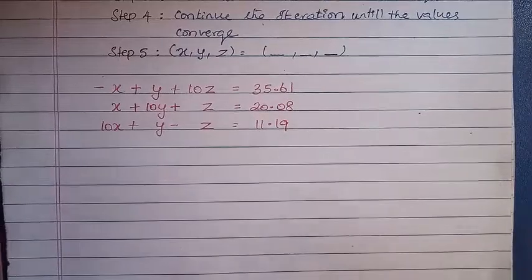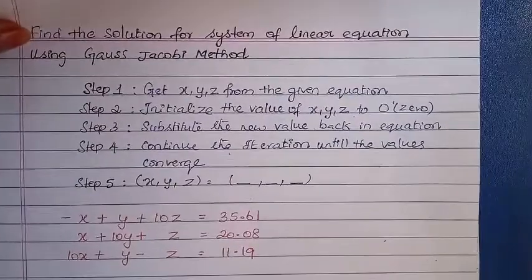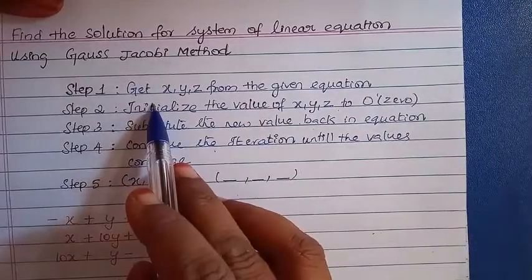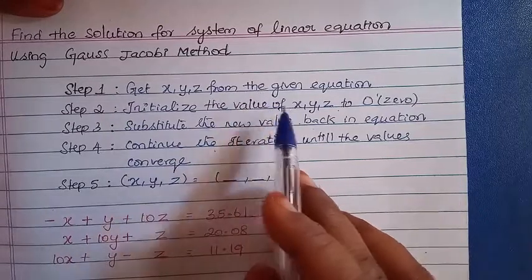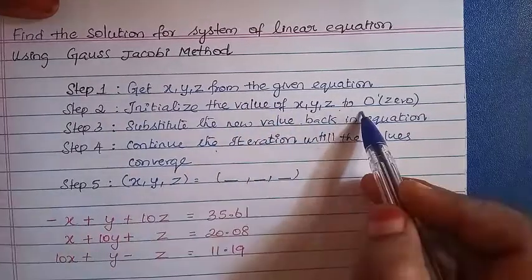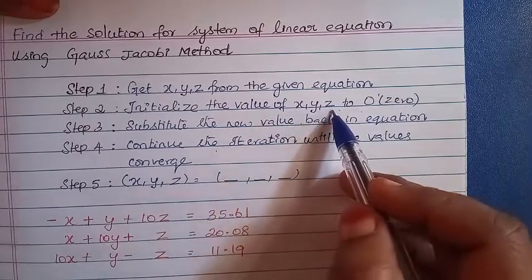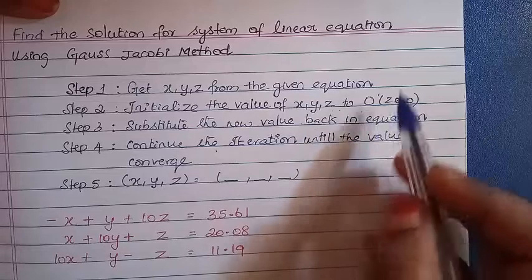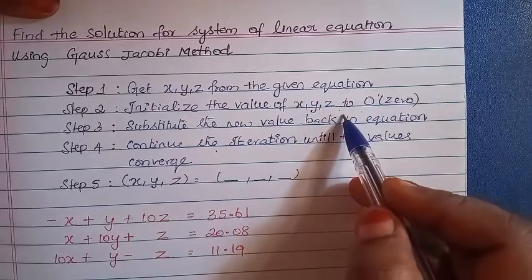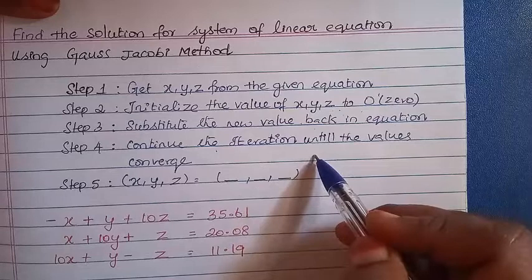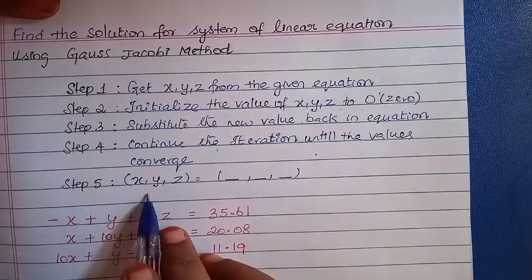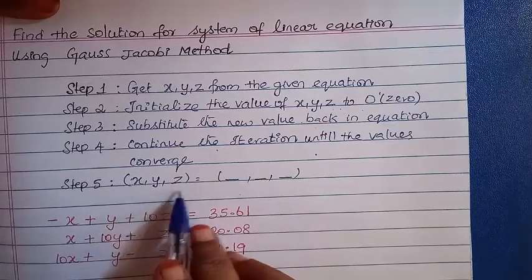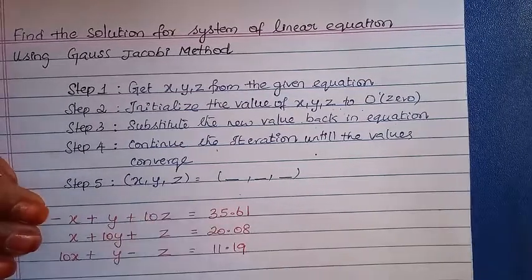Before solving the equation, let's quickly recollect the steps to be followed to solve it. First, we have to get the value of x, y and z from the given equation. After getting that, we have to initialize the value of x, y and z to 0. Now we'll get the new value for x, y and z. This value is to be substituted back in the given equation and this iteration is to be repeated. We have to repeat this iteration till we get the same value in consecutive iterations. Once we get the repeated value, we'll stop the iteration and at last we'll get the value of x, y and z. Let's see how to solve it now.